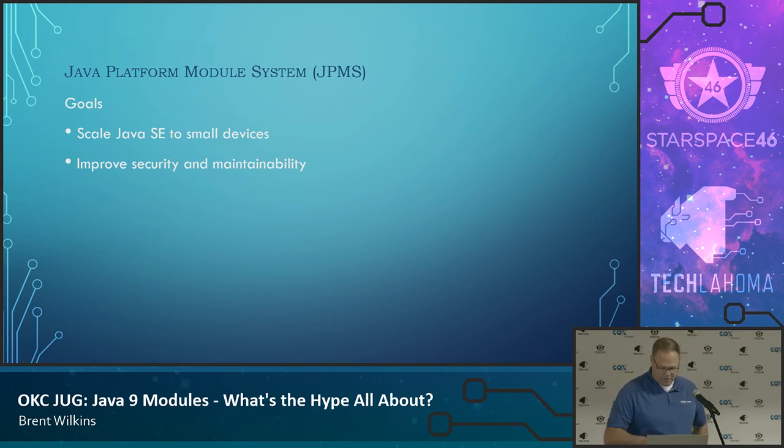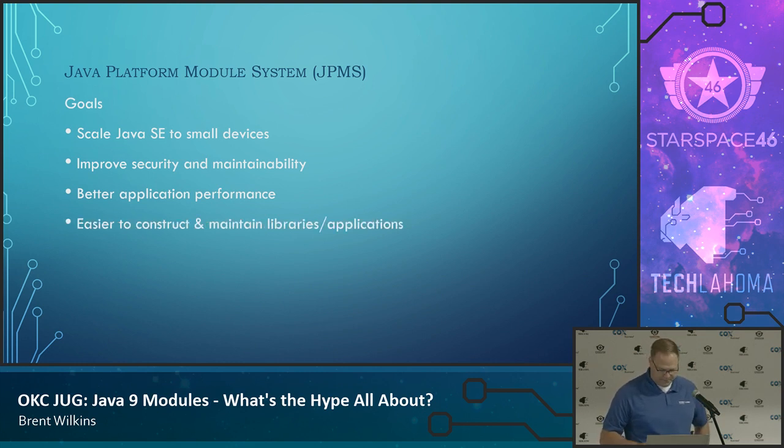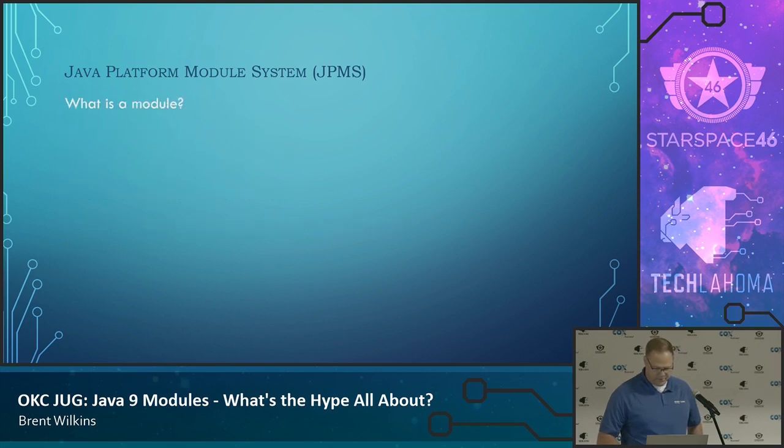So I'm not going to get into talking about a whole lot right now. They also wanted better application performance. If you don't need all those modules, you only include what you need, and you're going to have a lot better performance because it's not going to have to class load a bunch of stuff that you're not going to need. And then easier to construct and maintain libraries and applications. So it'll give you greater control over how your application can be accessed.